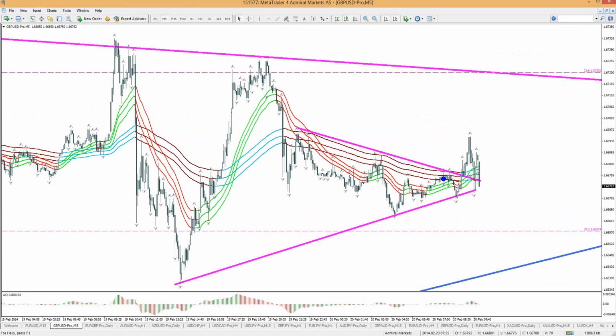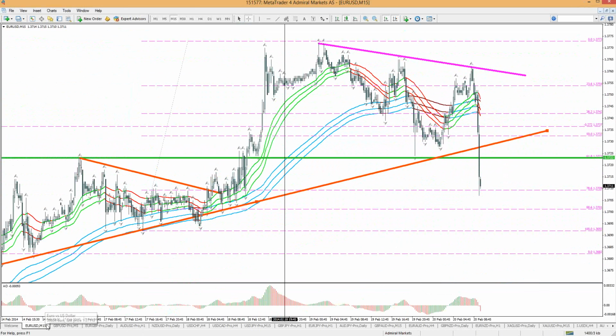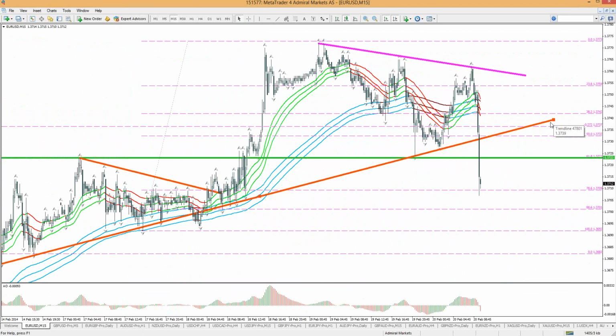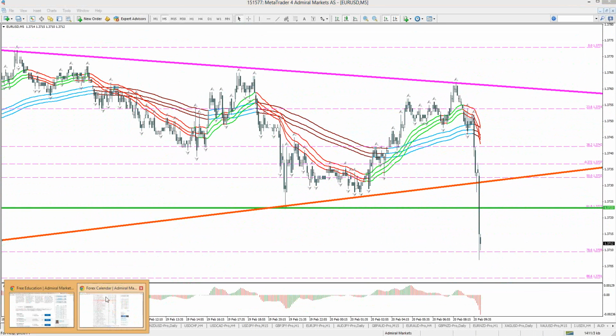Pound is making its usual spikes, so we have to be careful of the pound as well. Its usual volatility. Oh, euro dollar is pushing fast, pushing through this support line right in here at the moment. Maybe we already had a news release. Let's take a look.